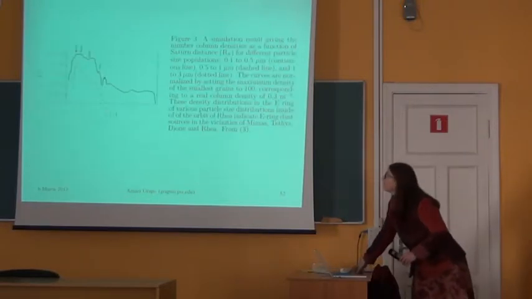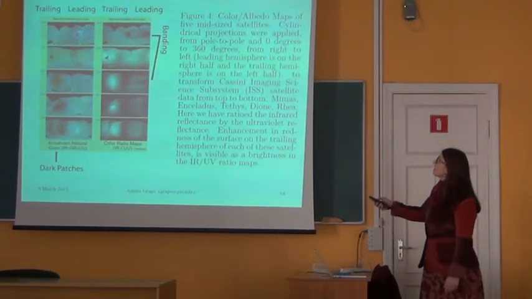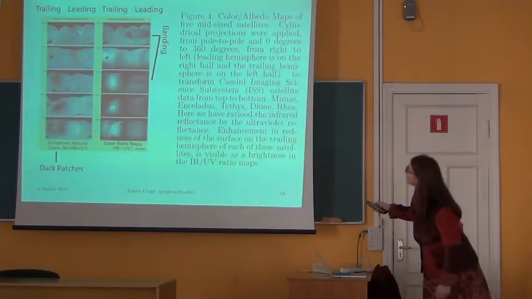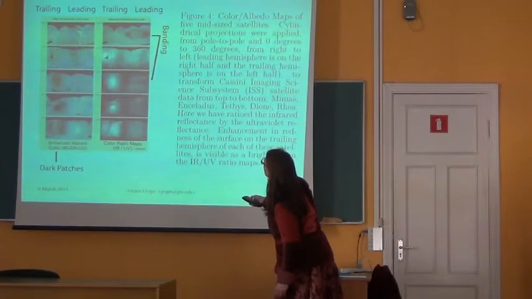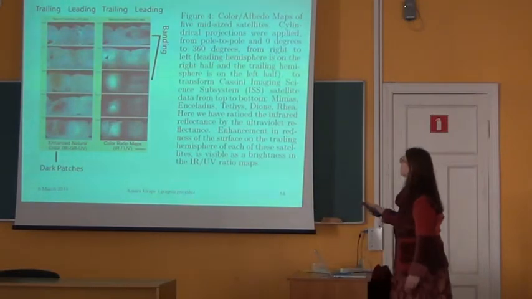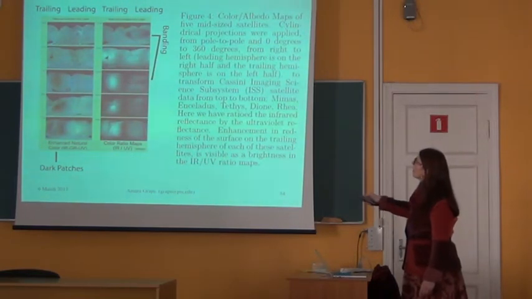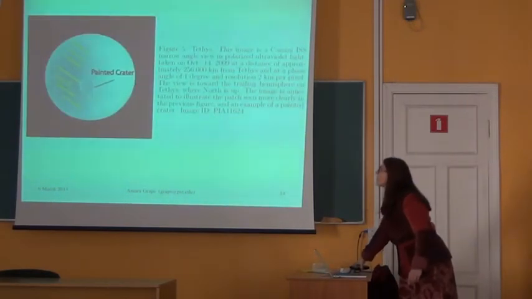So then, let me skip that. There are leading and trailing sides, and this is a kind of a division between redness and the different filters of one of the cameras. And these are albedo patterns. Mimas, Enceladus, Tethys, Dione, Rhea. So the ratio of the infrared reflectance by the ultraviolet reflectance is what we're seeing here. And there's some strange banding and patterns that are appearing when you do this kind of ratioing of the filters.